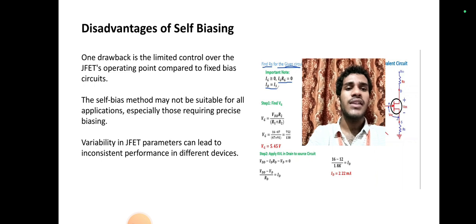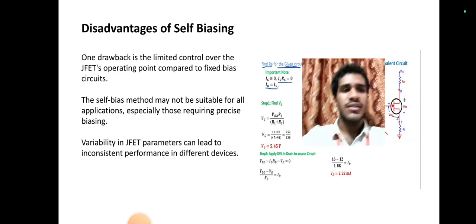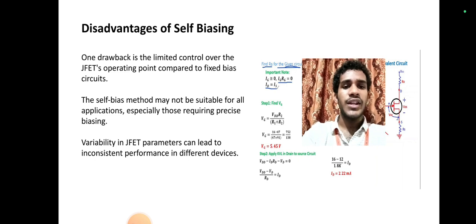What are the disadvantages of self biasing? One drawback is limited control over the JFET operating point compared to fixed bias circuits. The self bias method may not be suitable for all applications, especially those that require precise biasing. There is no precise biasing in the self biasing technique. Variability in JFET parameters can lead to inconsistent performance in different devices.